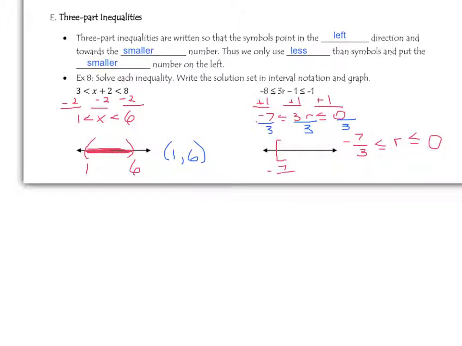You find negative 7/3 on the number line and put a bracket there, and then you find 0 on the number line, put a bracket there, and then you shade in between. So that's the solution set expressed on a number line, and then you look to the left and see a bracket by your negative 7/3, so you write that, and then you look to your right and see a 0, and so that's your solution in interval form.